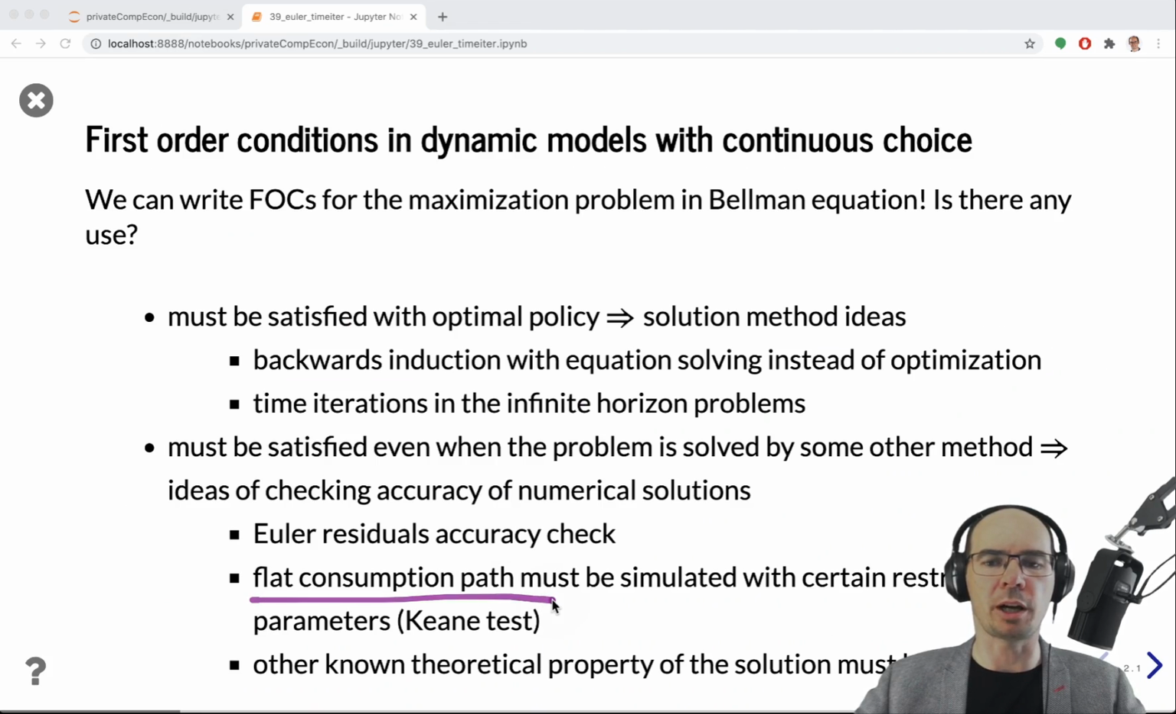Now, a flat consumption path must be simulated with certain restrictions on parameters from the consumption savings model. This is what's known among some people as Keane's test, named after Professor Michael Keane, currently at the University of New South Wales. And he likes to use this test to check the numerical implementation of the models involving consumption decisions, especially working with some of his younger colleagues. Now, other theoretical properties of the solutions that we can derive and prove can be used as the check for the numerical solution of the problem.